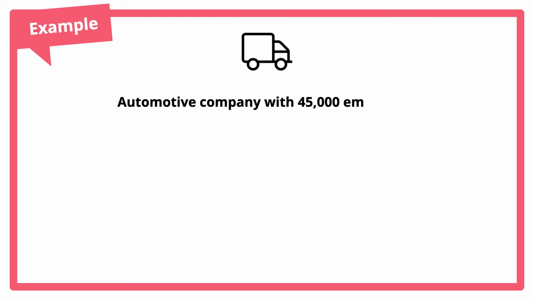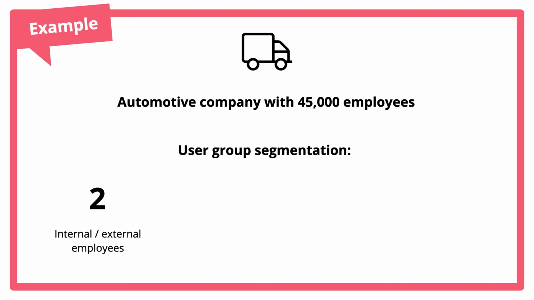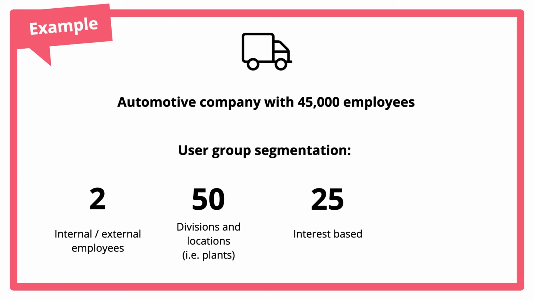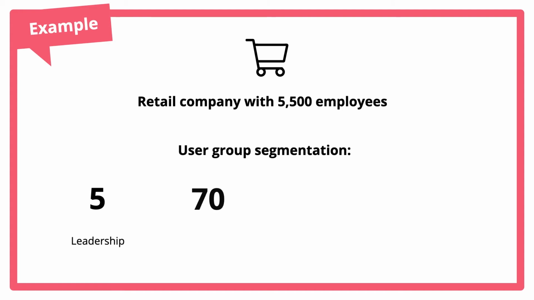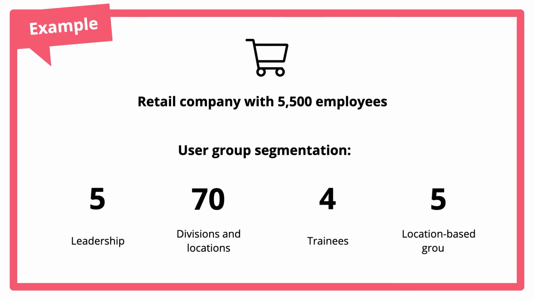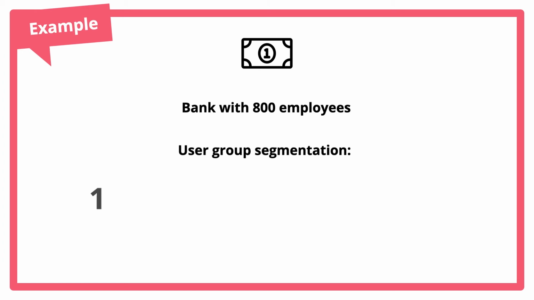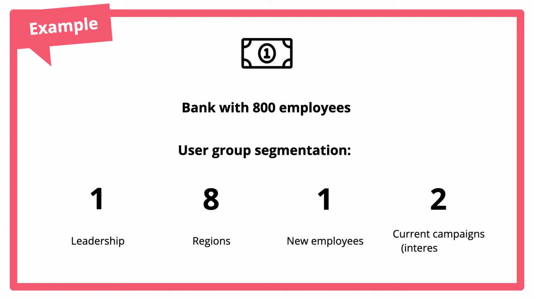Now let's take a look at 3 segmentation examples from real-life staff-based customers. Here we have an automotive company with 45,000 employees, which uses 2 groups to distinguish between internal and external employees, 50 groups for all the divisions and locations like their plants, 25 groups based on their interests, and 5 groups for internal events. Next, a retail company with 5,500 employees. It has 5 groups for leadership, 70 groups for different divisions or locations, 4 groups for trainees, and 5 location-based groups. And finally, a bank with 800 employees, which has 1 group for leadership, 8 groups based on regions, 1 group for new employees, and 2 for people interested in different campaigns.